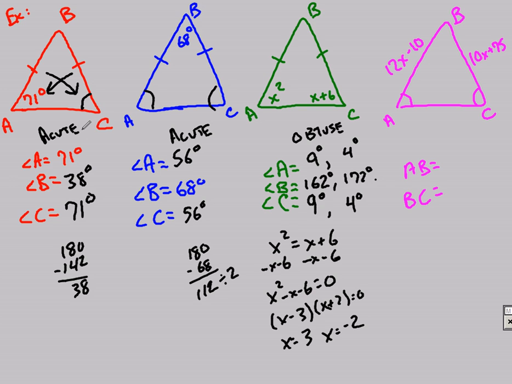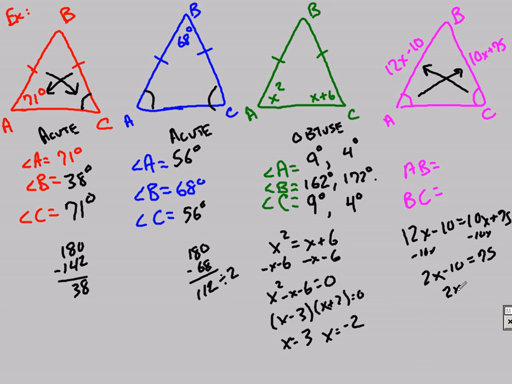Then the last one, this pink one here, we now have the base angles being congruent. We can look the other way and say that the sides must then be congruent. So I'll just set up 12x minus 10 equals 10x plus 75. When I solve this, I'll subtract 10x from both sides, 2x minus 10 equals 75. I'll now add 10 to both sides, so 2x equals 85, which means x equals 42.5.